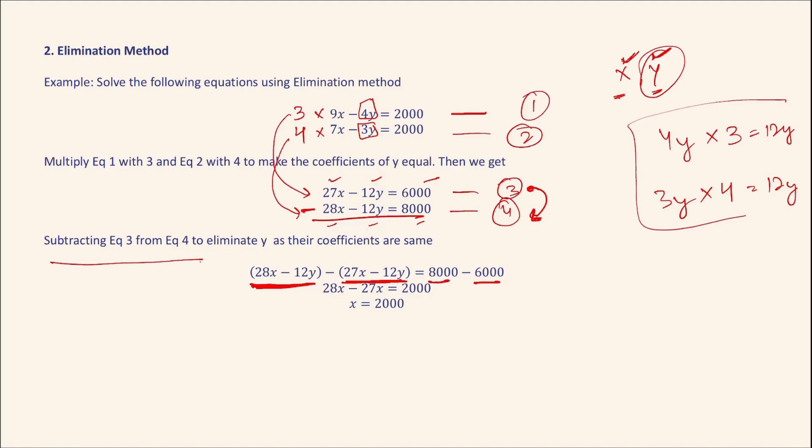So in this, we made their coefficients equal. This is where it would help. The values with y would cancel each other out. This is why it is called the elimination method, because we've eliminated the y variable from the equation. So now it gives us 28x minus 27x is equal to 2000, right? So this is a linear equation in one variable, and we get x is equal to 2000 from this.